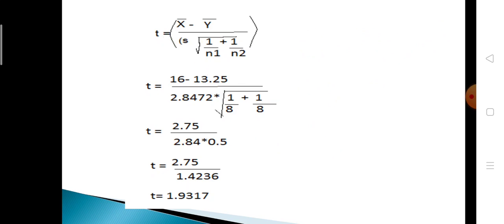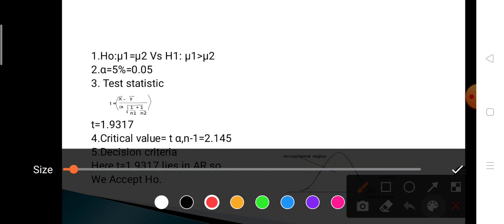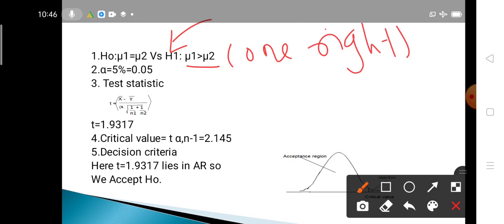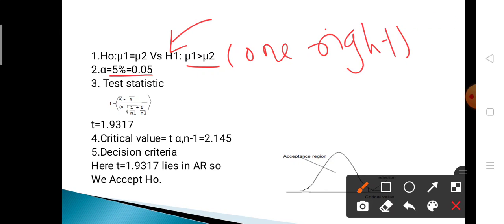Now what is the first step involved in the testing of hypothesis? The first step is to formulate the null and alternative hypothesis. In the example, we are given the null and alternative hypothesis: H0 mu1 is equal to mu2 versus H1 mu1 is greater than mu2. Greater than mu2 means the given test is a one-sided right test. In the example, what is the alpha value we are given? Alpha is 5%, that is 0.05. Now the test statistic formula is T is equal to x bar minus y bar divided by s into square root of 1 upon n1 plus 1 upon n2.